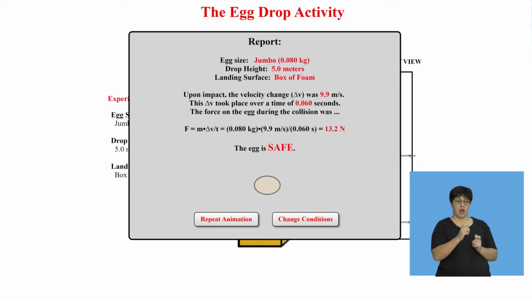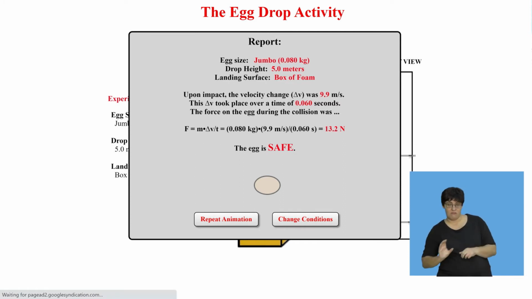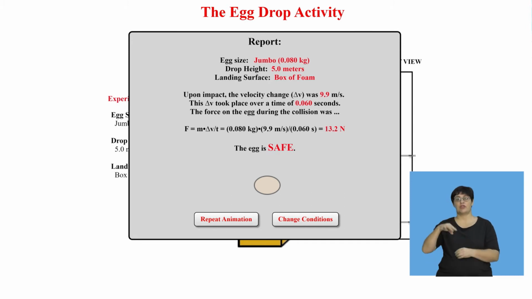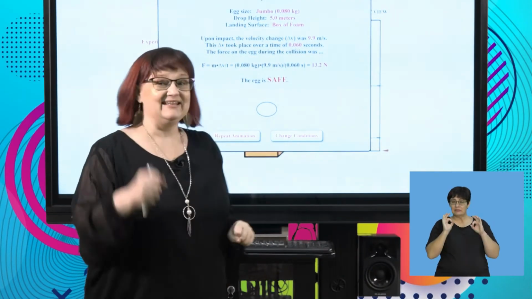What I need you to see, though, is that the large egg and the jumbo egg, when dropped from 5.5 meters, still hit the ground at 9.9 meters per second. It doesn't matter about its mass. Its mass determines the force. So this one got 13.2 newtons. The force it experiences is bigger because its mass is bigger. But it still stops in exactly the same time. That's the important thing to get here.